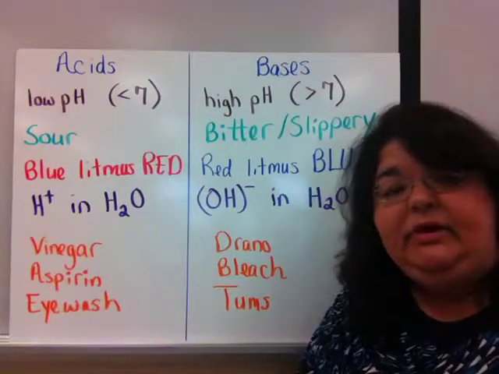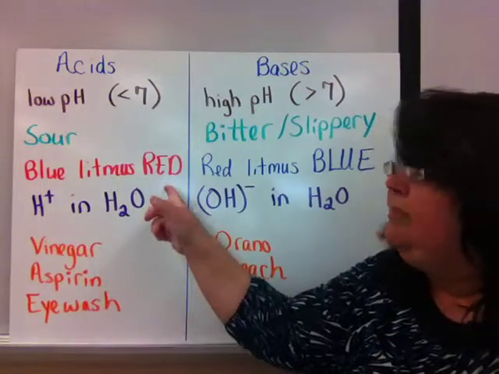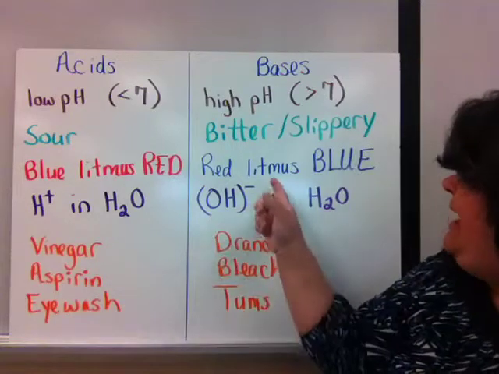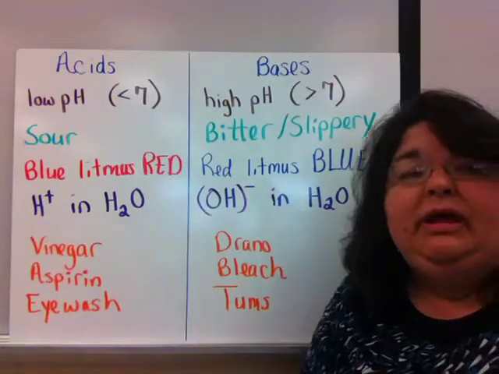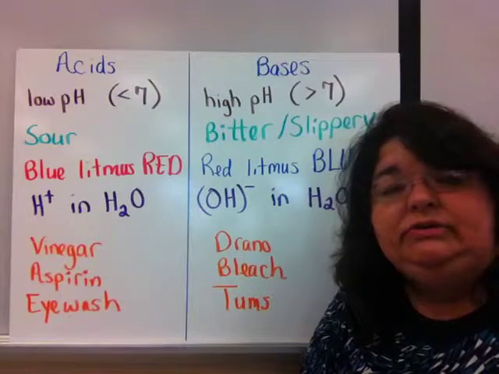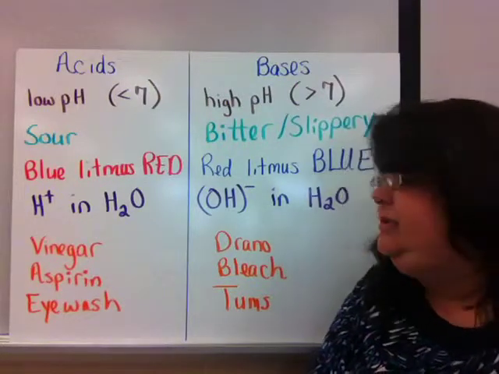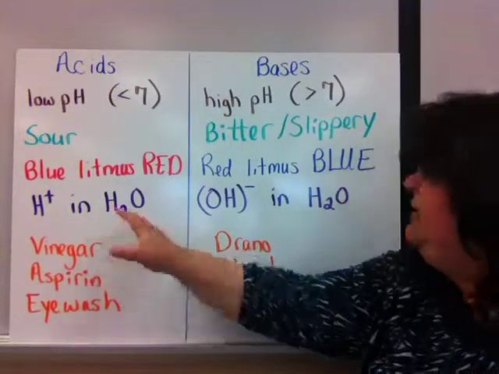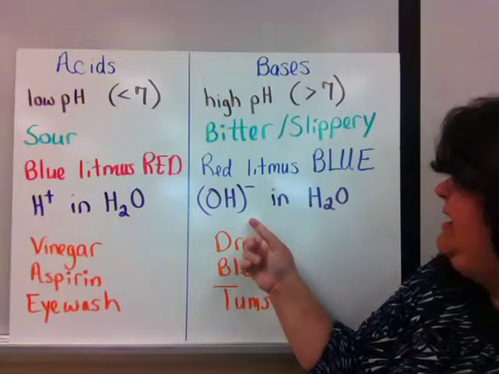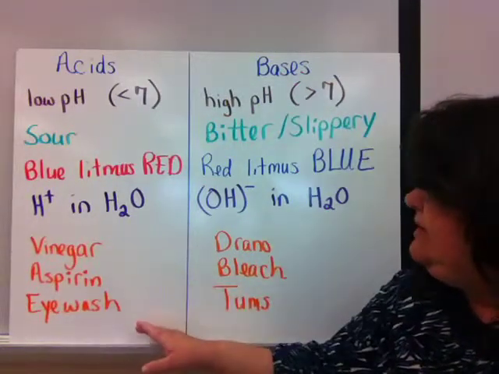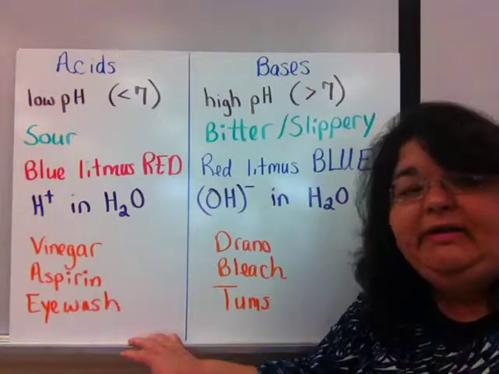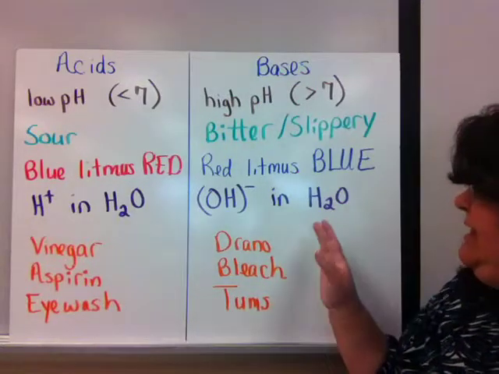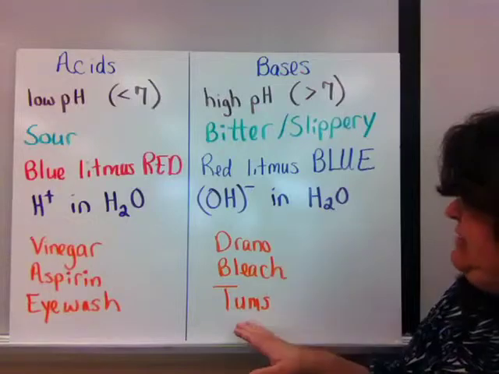The blue litmus paper, if it comes into contact with an acid, will turn red. And that is a positive result for an acid. Now, for the base, I need to have the red litmus paper touch the solution in order to see whether or not it turns blue. An acid will produce a hydrogen ion in water, and a base will produce a hydroxide ion in water. I have some examples here of acids that you might find around your house, like vinegar, aspirin, eyewash, and then some bases: Drano, bleach, and Tums.